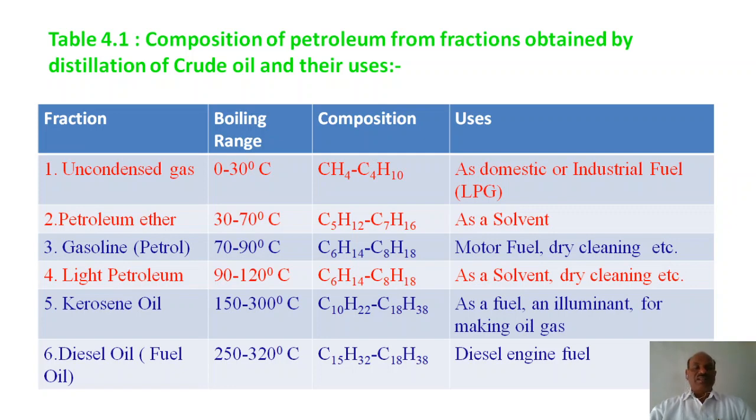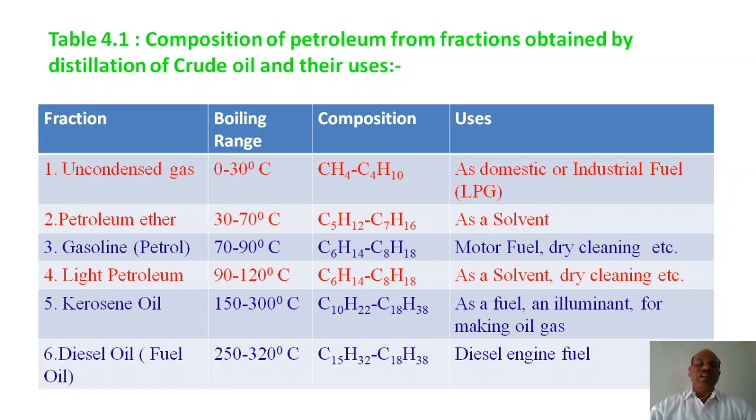Then generally the gas fraction is 0 to 30 degrees Celsius, carbon number 1 to 4. Petroleum ether, carbon number 5 to 7, is 30 to 70 degrees Celsius, and ether is one of the solvents. Gasoline, or petrol, carbon number 6 to 8, has a boiling point of 70 to 90 degrees Celsius, and is used for different purposes. Light petroleum is 90 to 120 degrees Celsius, carbon 6 to carbon 8.